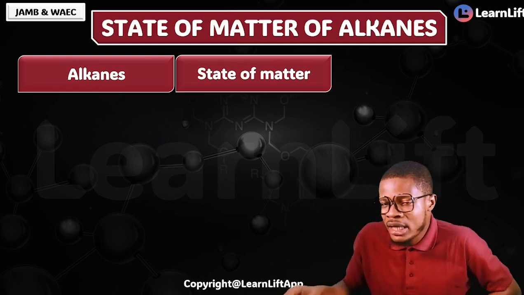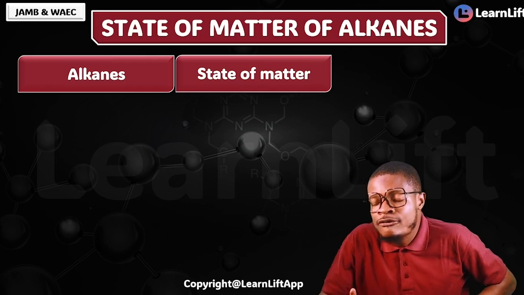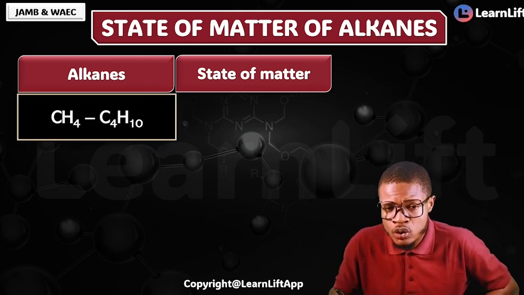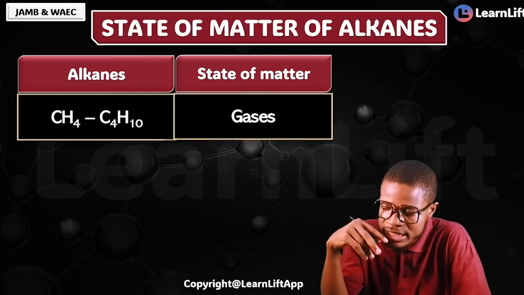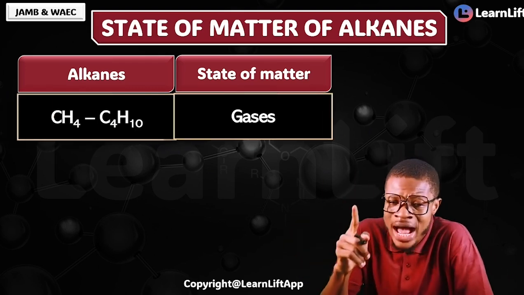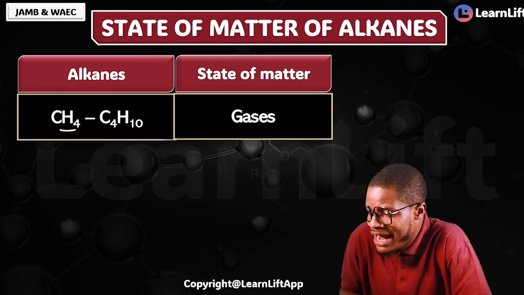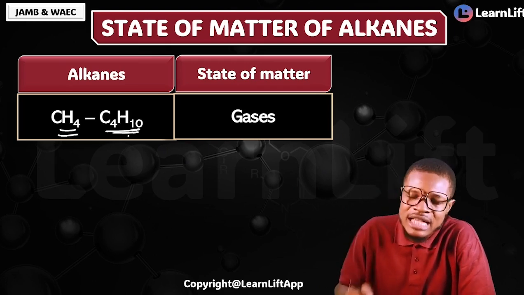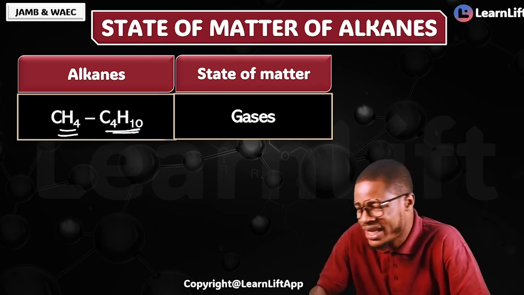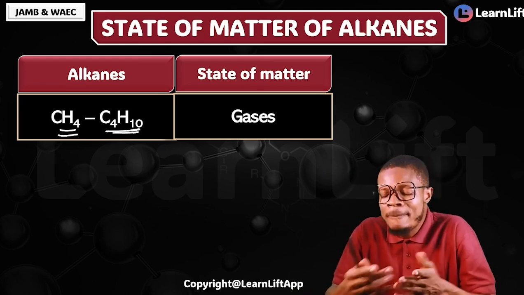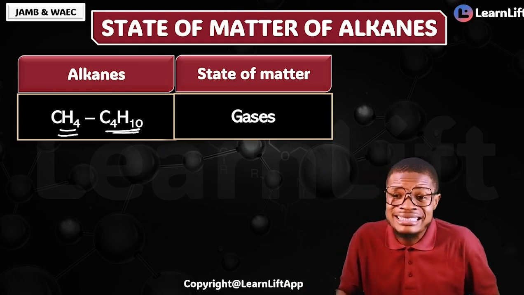Now, this is it. In alkanes, from carbon 1 to carbon 4, all of them are gases. Yes, carbon 1, that is from methane all the way to butane. That's why you have cooking gas. What's your cooking gas? Is it not butane? It's a gas, cooking gas, butane. From methane to butane, all of them are gases.